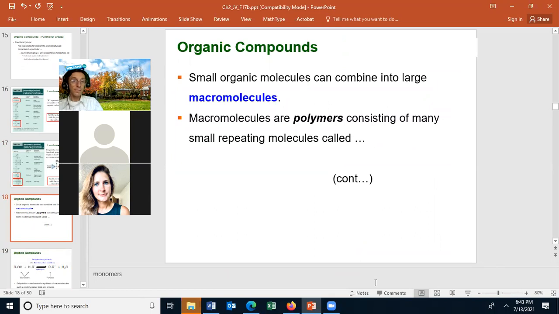When we're talking about the organic compounds, it's important to realize that the small organic molecules can combine into large macromolecules. This is especially true for the biological molecules. The macromolecules are called polymers, and they consist of many small repeating molecules called monomers. So poly means many, mer meaning a unit, and monomer meaning one unit. Any question?